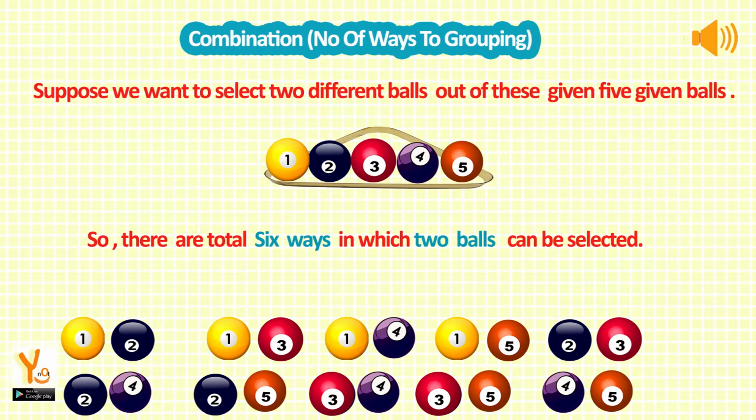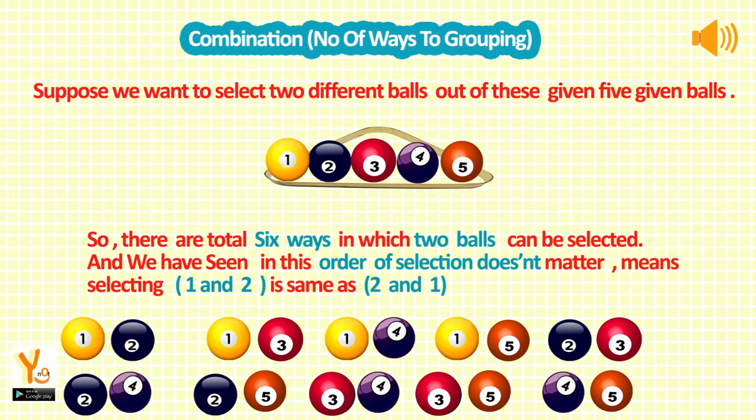So, there are a total of 10 ways in which 2 balls can be selected. And we have seen that, in this, order of selection does not matter. Meaning selecting 1 and 2 is the same as selecting 2 and 1.